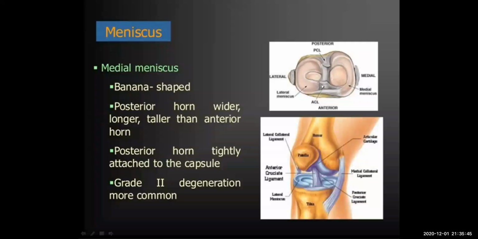Anatomically, we need to know that the medial meniscus is like a banana shape with a bigger posterior horn and smaller anterior horn, and it has a role in the stability of the knee. We call it fixed, with less excursion compared with the lateral side, and the degenerative tears are by far commoner than in the lateral.